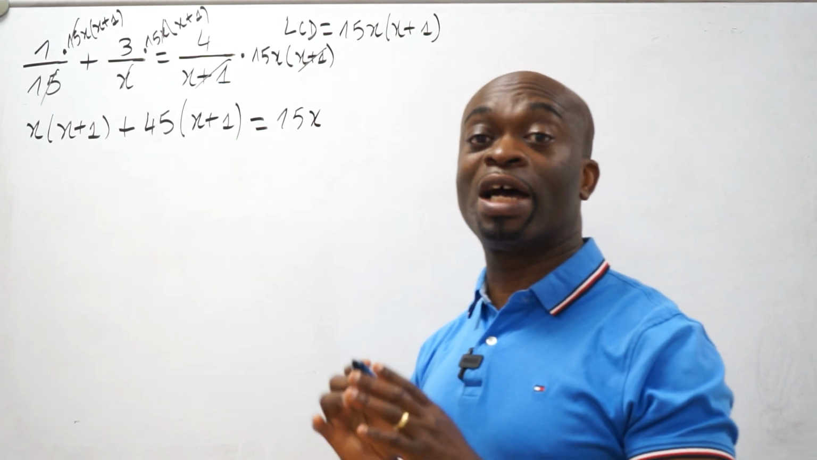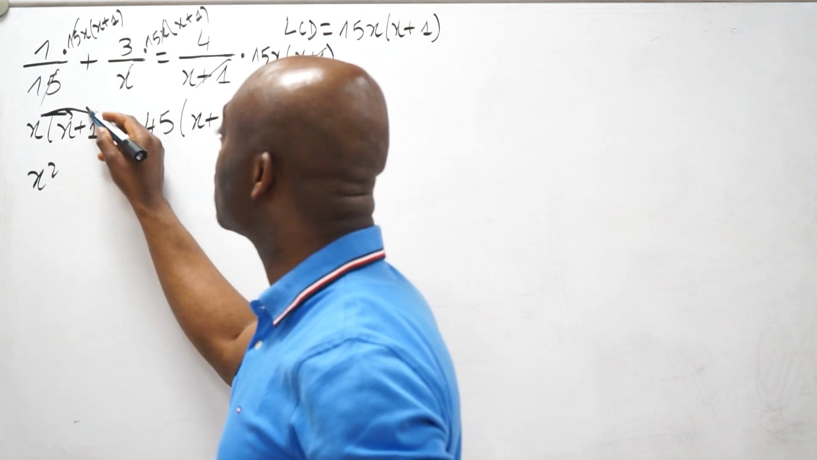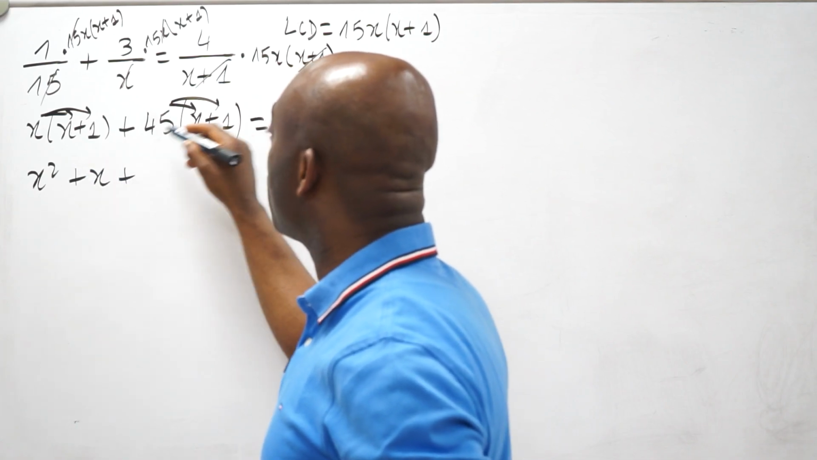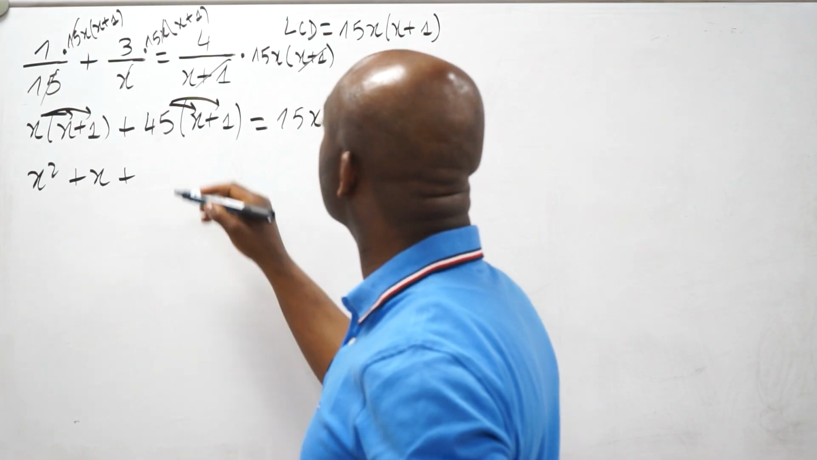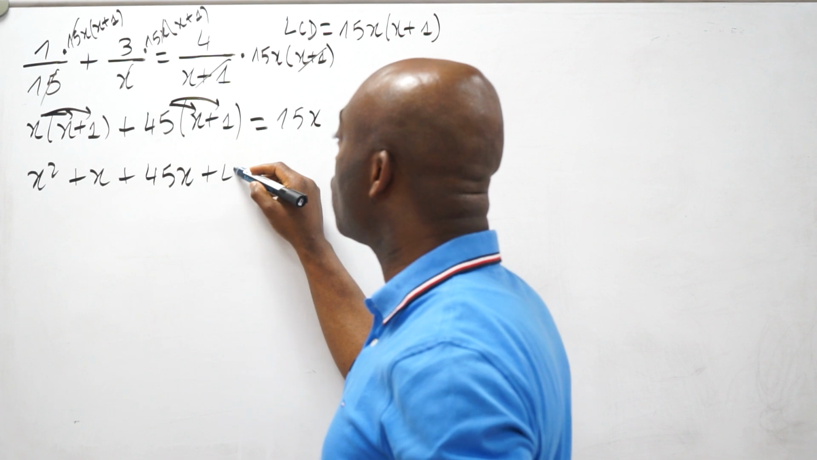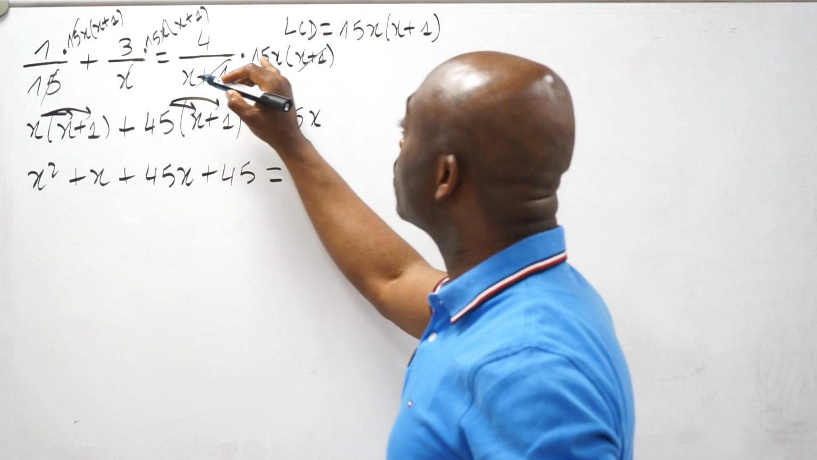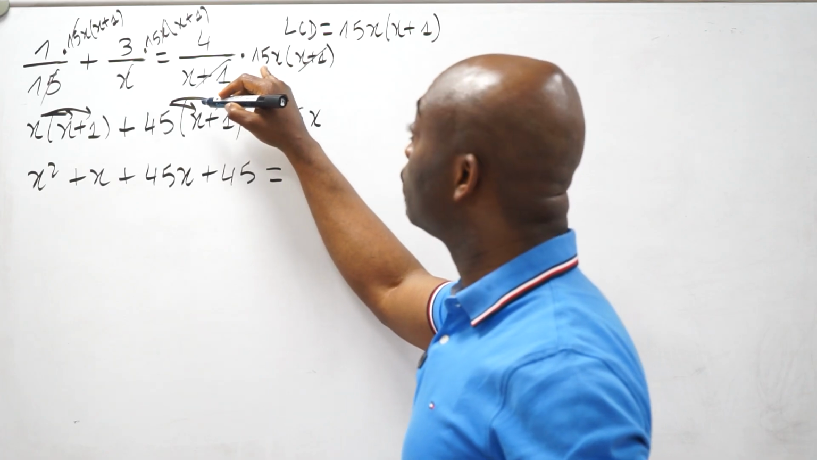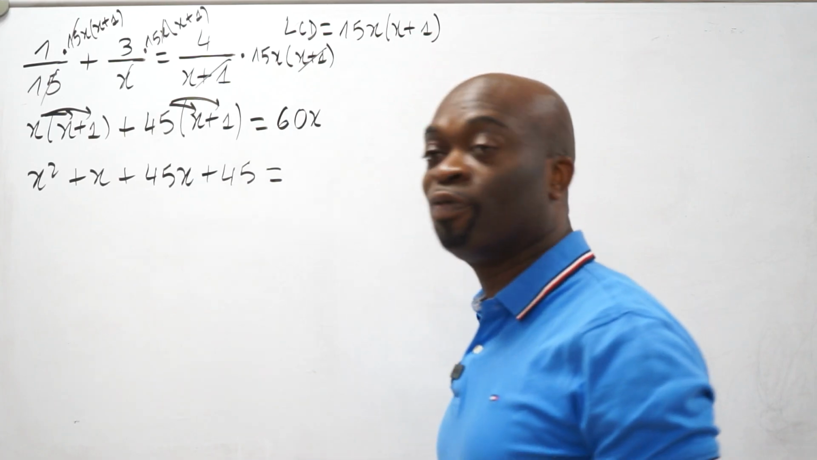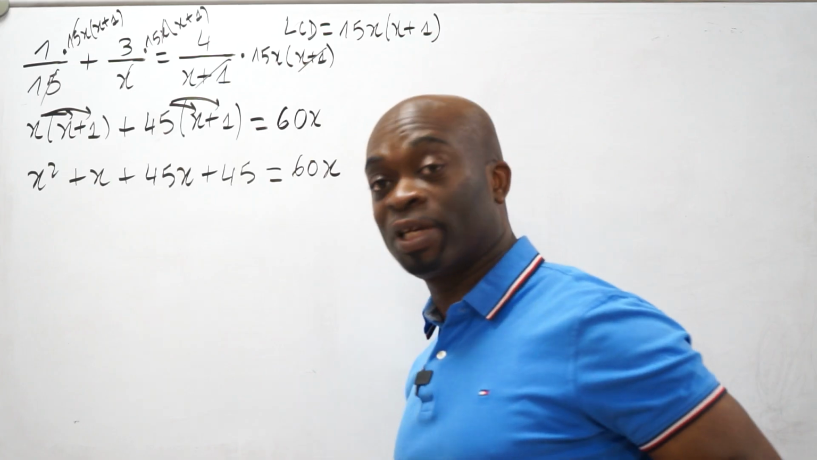All right? Now we're going to have to remove parentheses. So x multiplying x will give us x squared. x multiplying 1 will give us x. Plus 45 times x is going to give us 45x. And then 45 times 1 is going to give us 45. That'll be equal to what? Now, got to be careful. 4 should be multiplying 15. So that should have given us 60. So we should be careful there. All right? So it's 60x. So you got to be very careful.